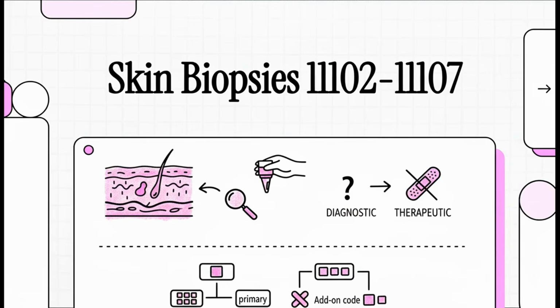Let's talk about skin biopsies. They're one of the most common procedures out there, but when you get to the coding, things can get a little messy. So today, we're going to crack the code on CPTs 11102 through 11107. We're going to clear up the confusion and make sure you're coding every single procedure with total confidence.